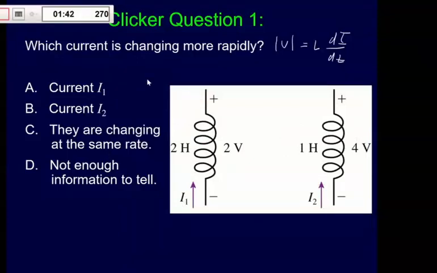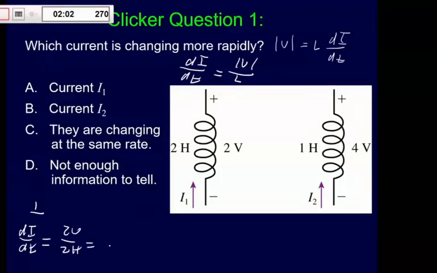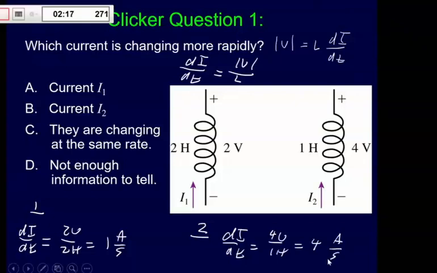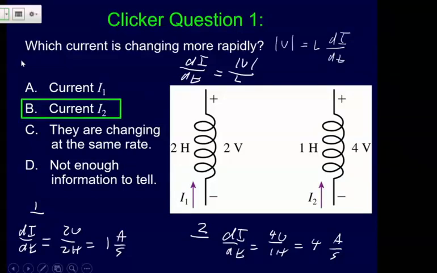And so if you use that equation, what I would do is just invert it and say, okay, well that means my change in current is going to be equal to whatever my voltage is divided by L. And so in case 1, di dt would equal voltage, 2 volts over 2 henries, and that comes out to be 1 amp per second. And then in case 2, if I do that, I get 4 volts divided by 1 henry, and 4 amps per second. Okay, good job. So we got that. It's just getting a picture of this.